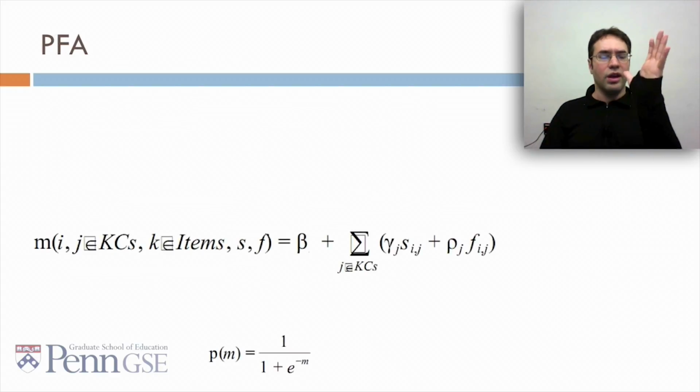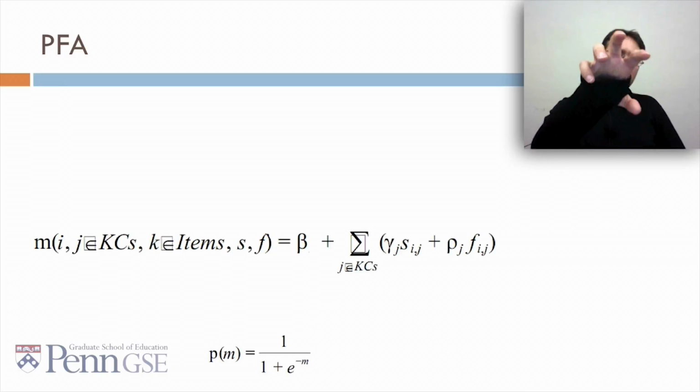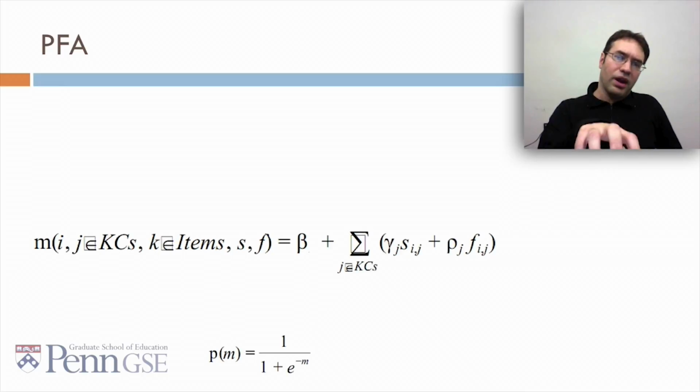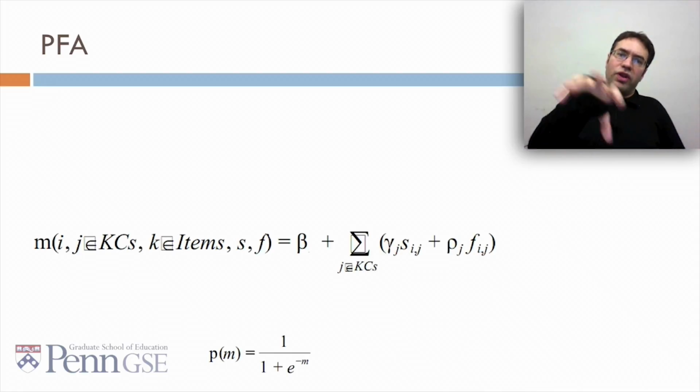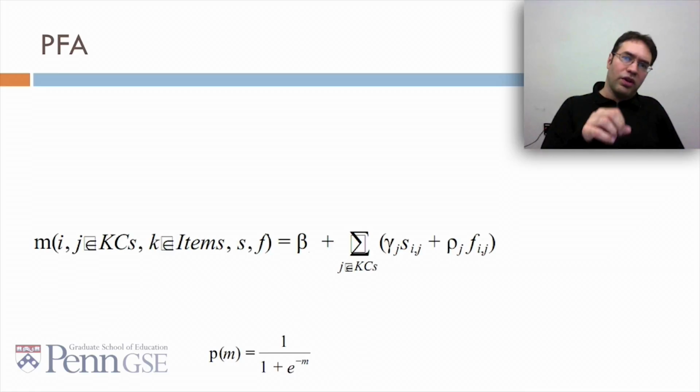So PFA can be expressed mathematically as follows. First you compute m. M is a function of beta, the difficulty, and the sum of the number of successes and failures with their weight parameters, gamma and rho, that students have had on every relevant skill in the problem. You take that m and then you put it through an exponential function.